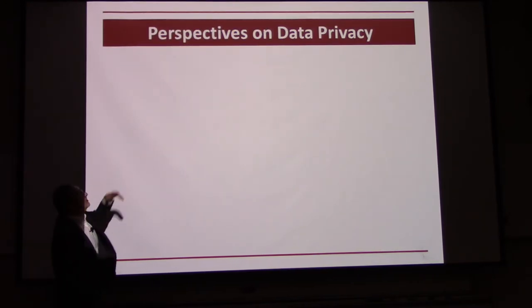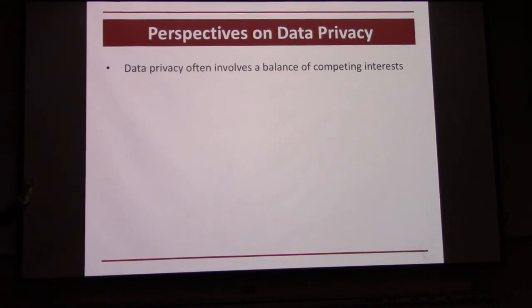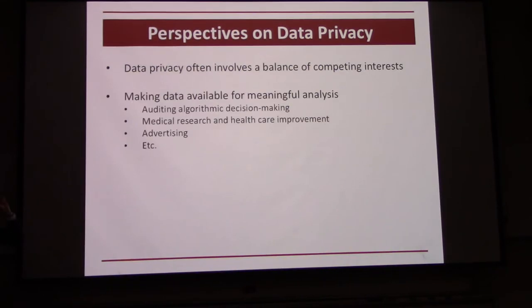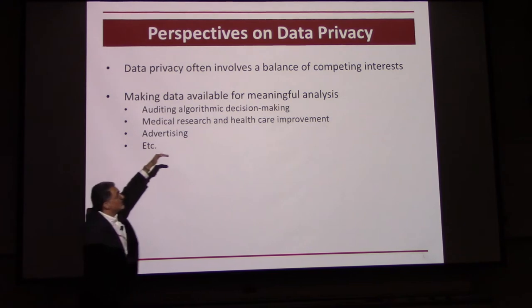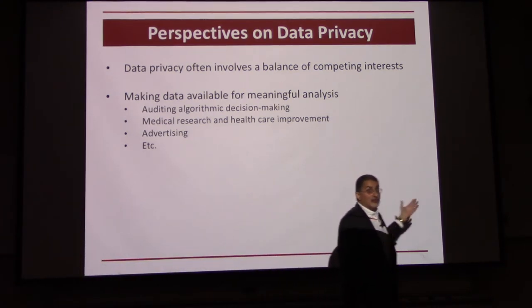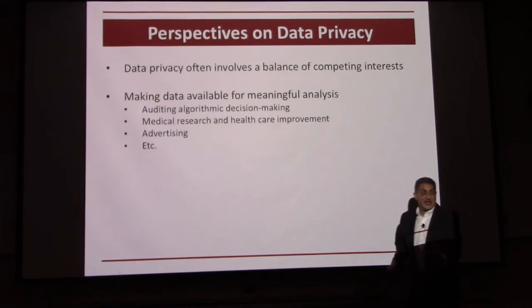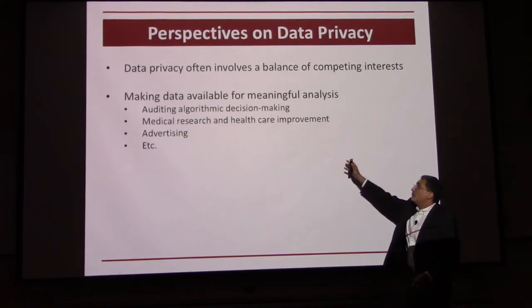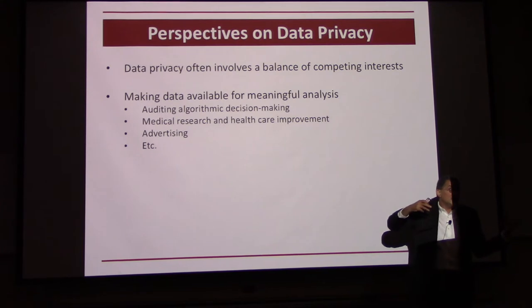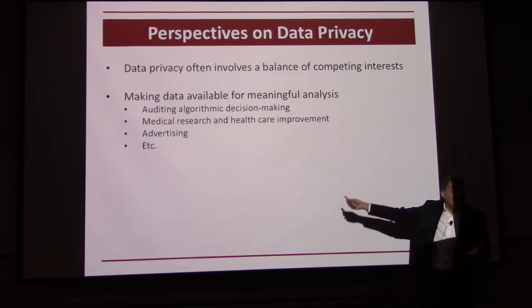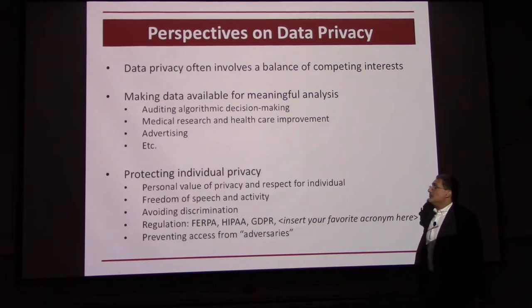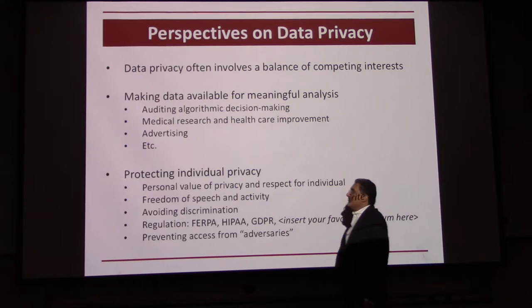So what does that mean if we think about data privacy? It has a balance of competing interests here. There are some places where we really want to make data available for meaningful analysis. We want to be able to audit algorithms for decision making, so we need to see the data. Medical research and healthcare improvement, which we just saw some talks on, we need data. That argues for making the data as widely available as possible. But what about protecting individual privacy?